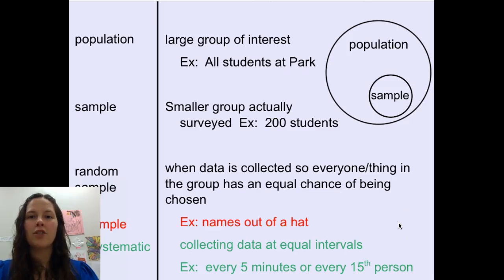There's the population, which is the large group that you're interested in. For example, you might want the opinion of all students at Park High School. That would be your population. But it's not very easy to interview every single student that attends Park, so you would pick a smaller subgroup called a sample of students to get their opinion, and then you make generalizations about everybody at Park.